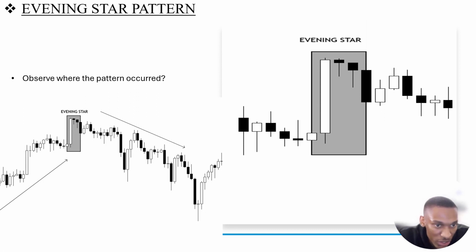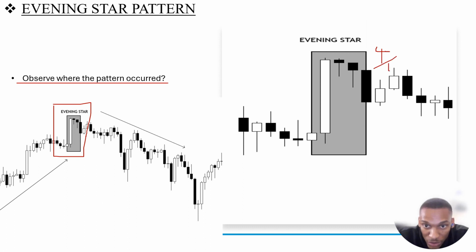So here is the solution. From that chart, we identified the evening star, which happens to be here. Observe where the pattern occurred. It occurred at the top of a trend. As you can see, all 4 conditions are met here. As always, they have to be met. You can just confirm with yourself the conditions if you still remember.